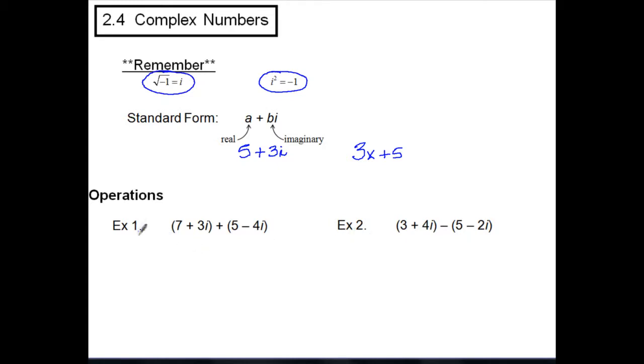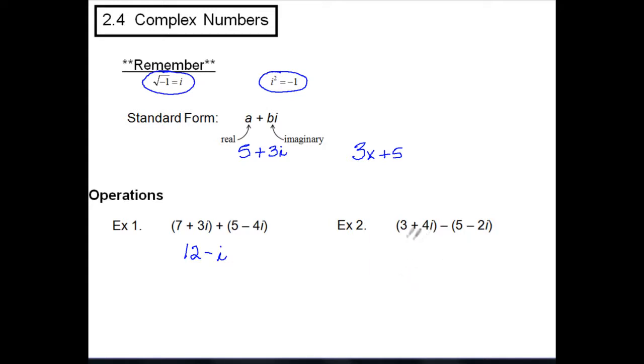So let's start down here with number 1, doing the operations. We're going to do an addition and then we'll do a subtraction and do some operations like that. So for number 1, we're going to add these two expressions together. Just collect like terms. 7 plus 5 is 12, and then 3i plus -4i would be -1i, keeping that in standard form with the real part first and the imaginary part second. And that's all there is to it.